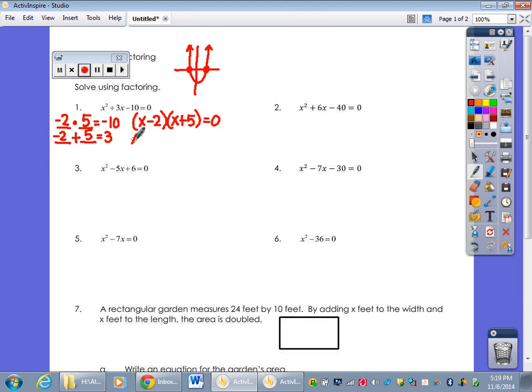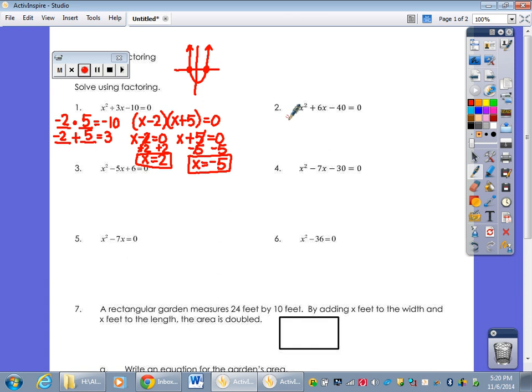Now, at this point, we have to set each factor equal to 0, and then we have to solve for x. So we would add 2 to both sides, and you would get that x is equal to 2. Subtract 5 from both sides, and you would get that x is equal to negative 5. So our two solutions are positive 2 and negative 5. And you will notice that they're the opposite of what you see inside the parentheses. So that's kind of a little shortcut on how we can go from the parentheses to our solutions.